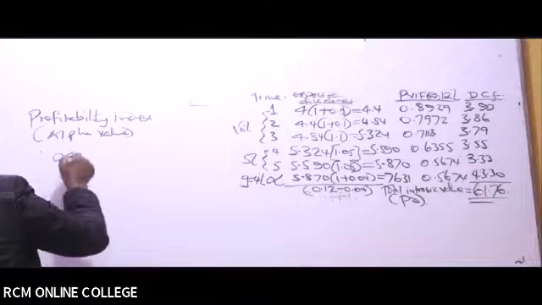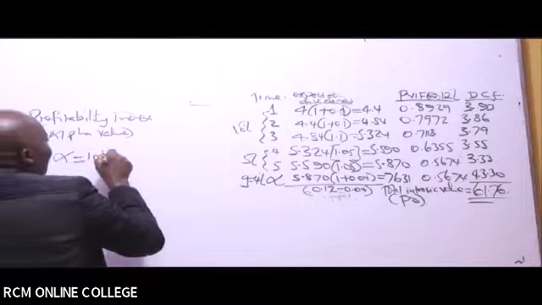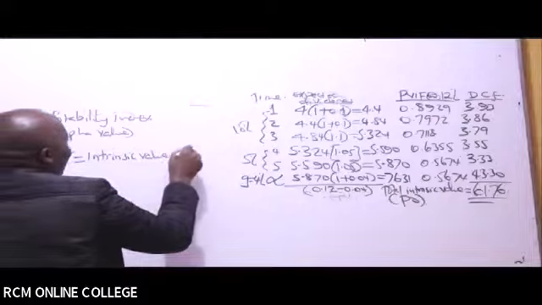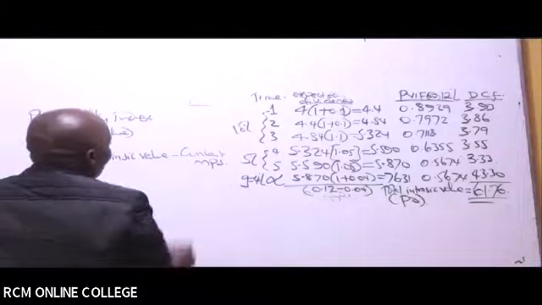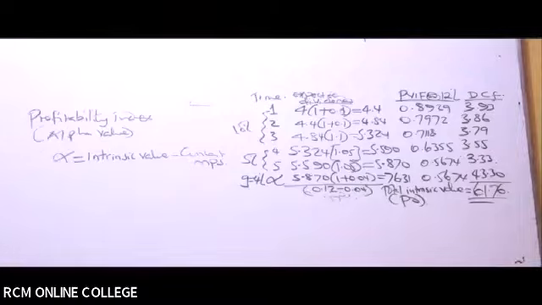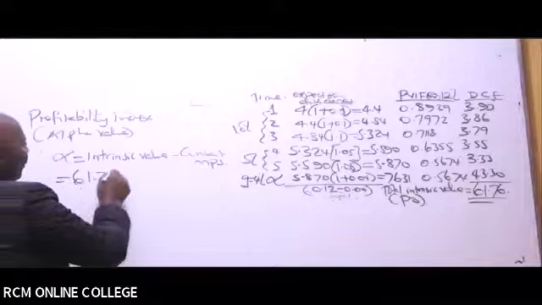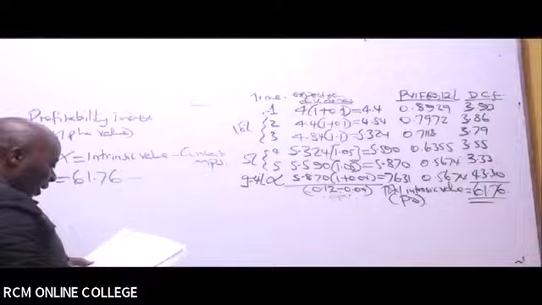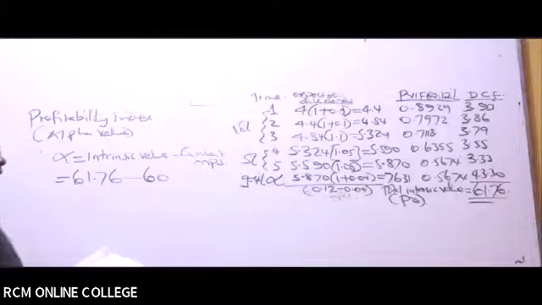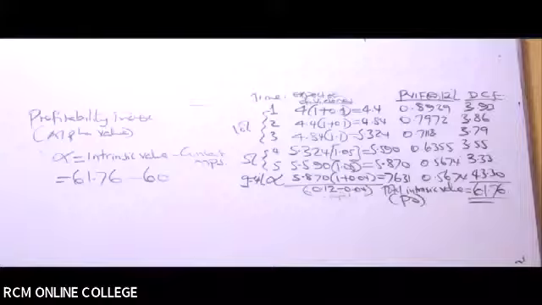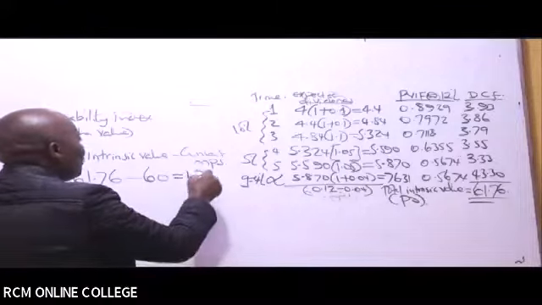So the alpha value, we normally take the intrinsic value minus the current market price per share. The intrinsic value is 61.76 minus the current market price per share. Are you able to see the current market price per share? Currently, it is selling for 60 bob. So 61.76 minus 60 gives me 1.76.